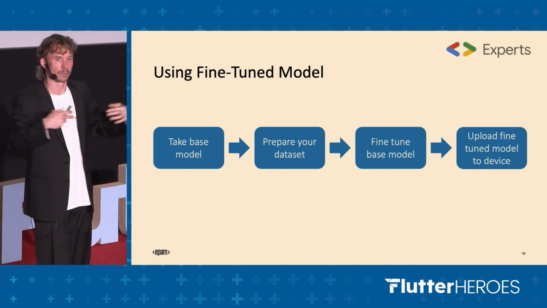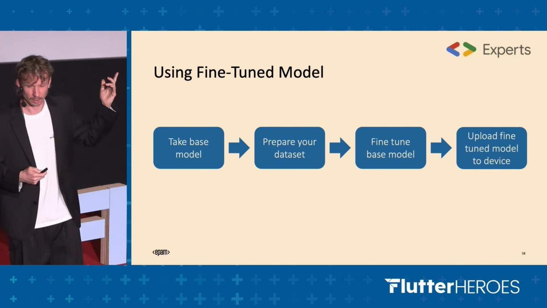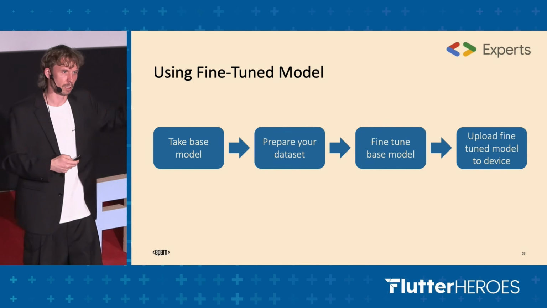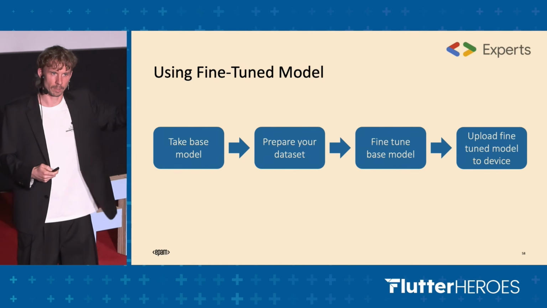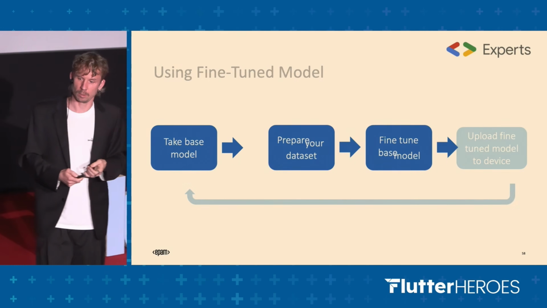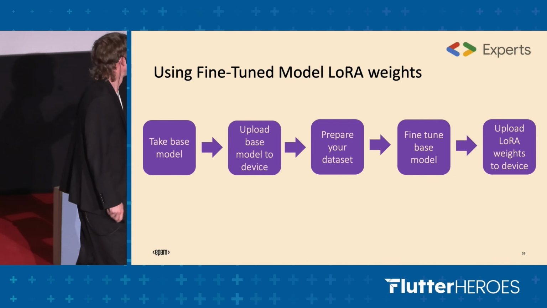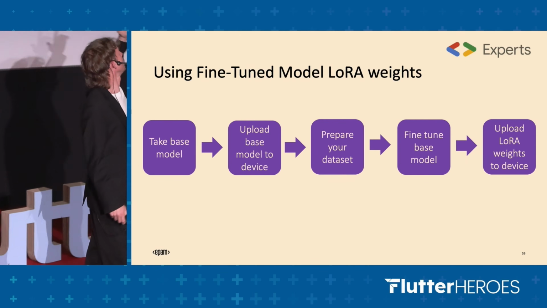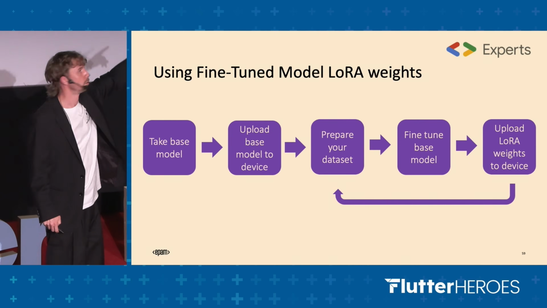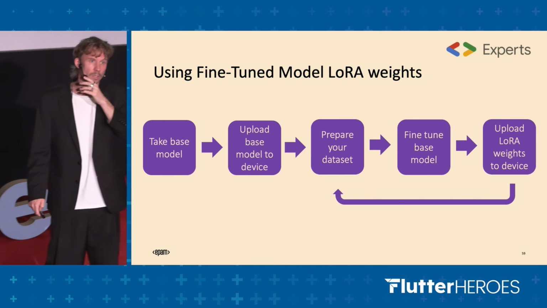And the full flow can be this. Previously, without LoRa, you take a model, prepare your data set, fine-tune the model, and upload the fine-tuned model, the big one, to your device. It's heavy to do. But with this approach, you can go a different way. Take a model, upload the base model to the device, prepare your data set, fine-tune the base model, and upload only the LoRa, without uploading the model again.